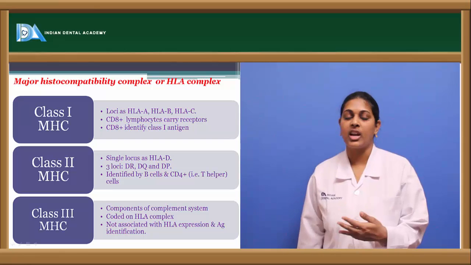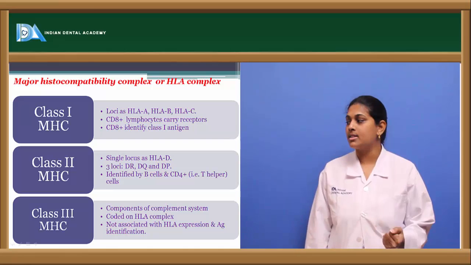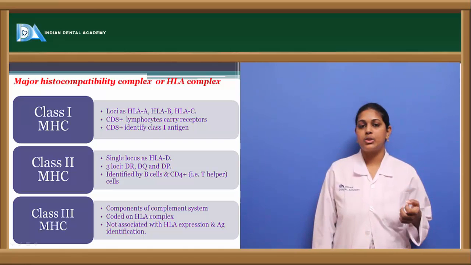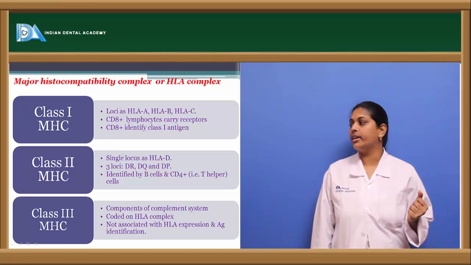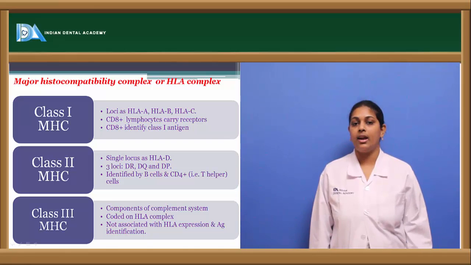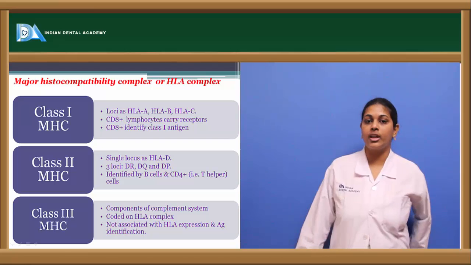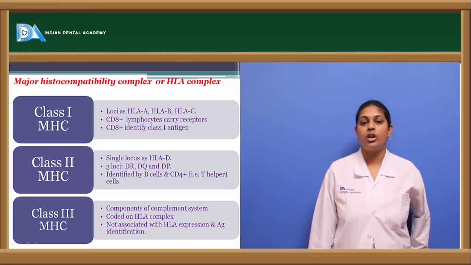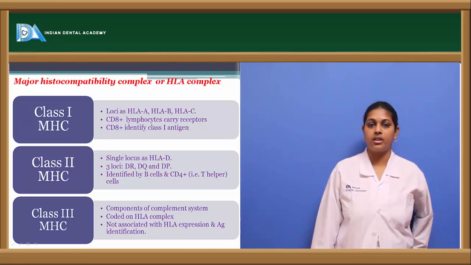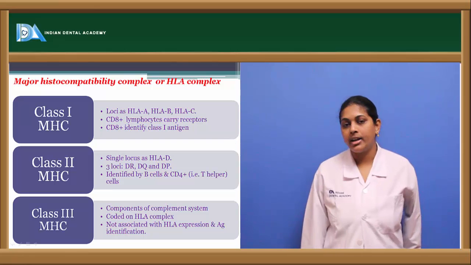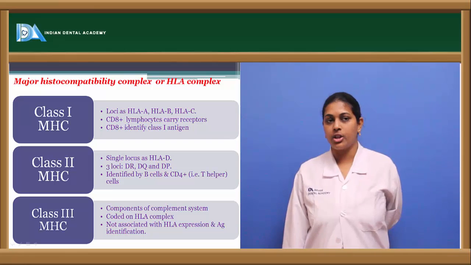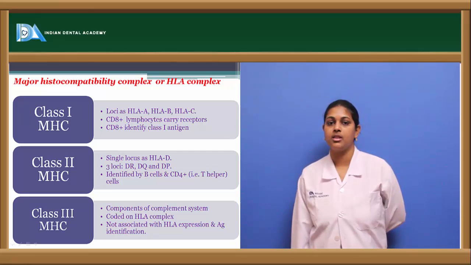Coming to the first set, class 1 major histocompatibility complex, these class 1 MHC molecules are usually located in human leukocyte antigen A, B or C, and they show the expression of CD8 plus lymphocyte receptors, and they identify this specific class 1 antigen which belongs to the CD8 plus lymphocytes.